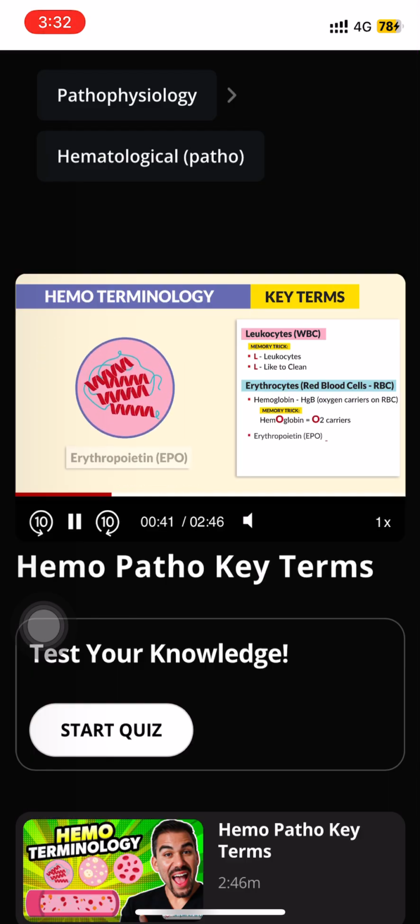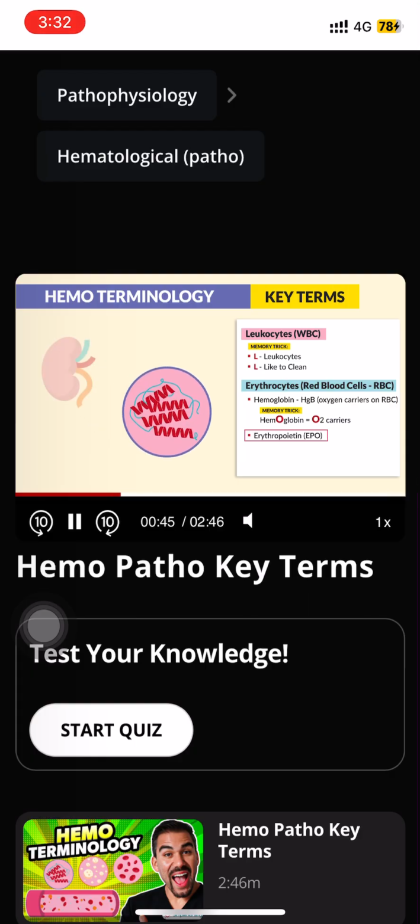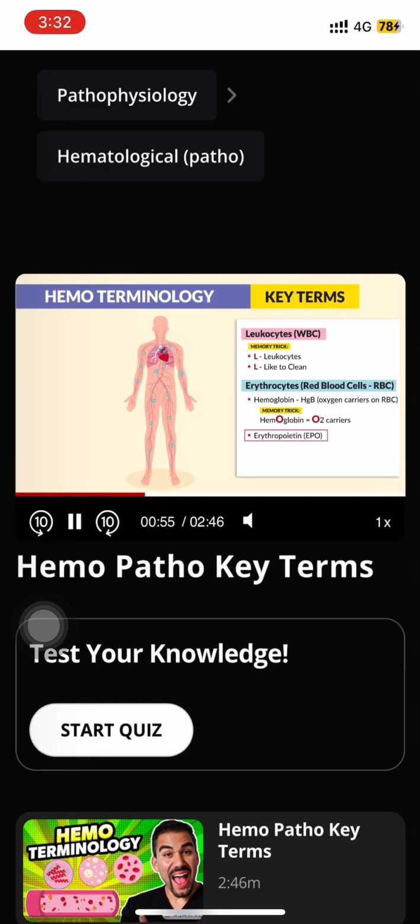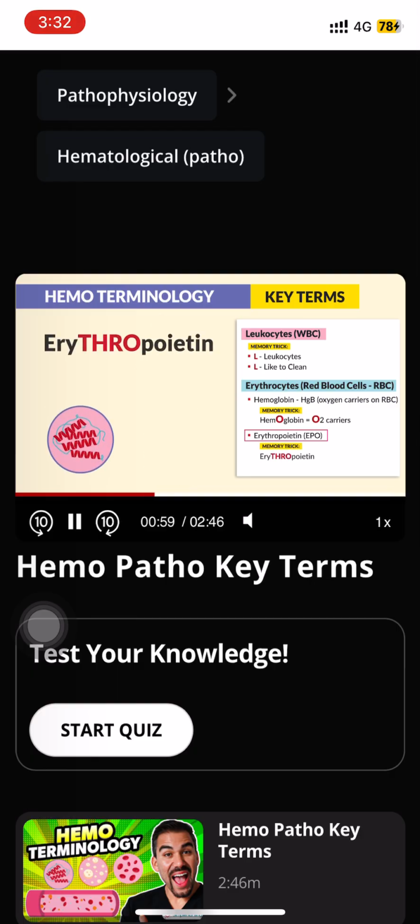Now the next one is erythropoietin, EPO. This is a hormone produced by the kidneys with small amounts made by the liver. It basically tells the bone marrow to create red blood cells, those RBCs, which carry around oxygen from the lungs to the rest of the body. So the memory trick, think erythropoietin throws requests to make RBCs.